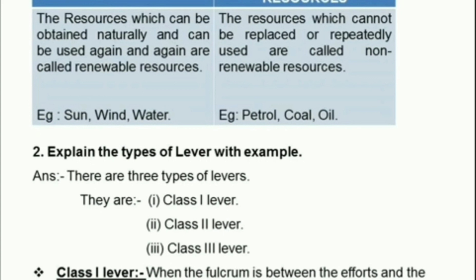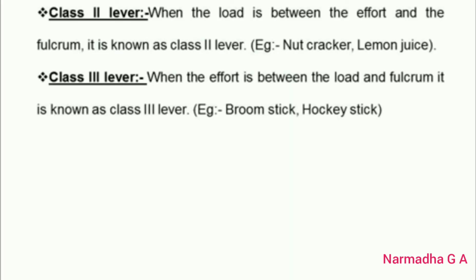Second, explain the types of lever with example. There are three types of lever: class 1 lever, class 2 lever and class 3 lever. Class 1 lever, when the fulcrum is in between the effort and the load, is known as class 1 lever. Example, seesaw and scissors. Class 2 lever, when the load is in between the effort and the fulcrum, is known as class 2 lever. Example, nutcracker, lemon juice. Class 3 lever, when the effort is in between the load and the fulcrum, it is known as class 3 lever. Example, broomstick and hockey stick.